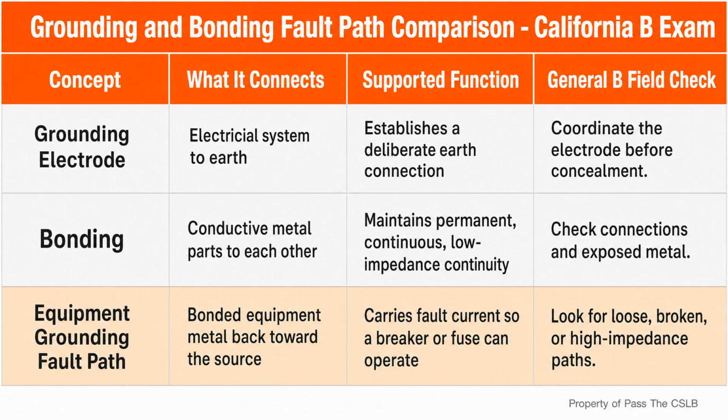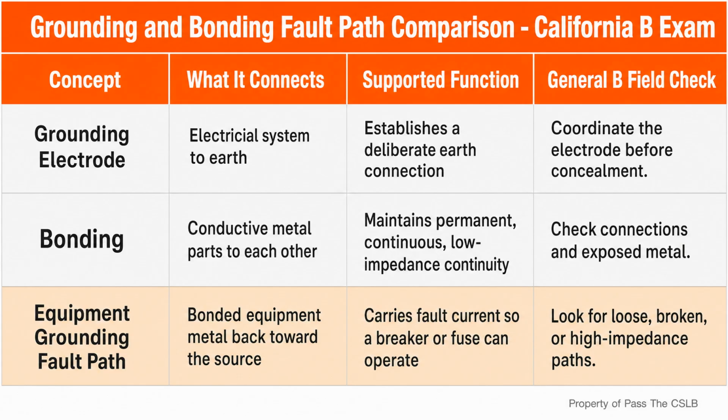I use a simple memory connection. The breaker needs a strong electrical signal that a fault has occurred. A low impedance path delivers that signal as high fault current. A weak or broken path can hide the fault from the breaker while leaving the hazard in place.